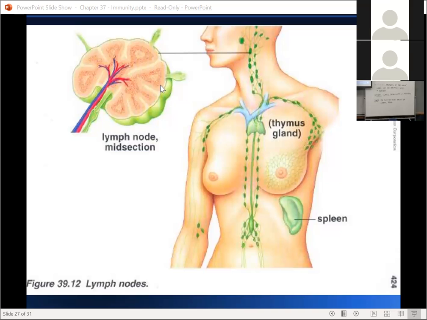Over here, we have a cross section of a lymph node. Again, these little beads here are the lymph nodes. The lymph nodes are where B cells encounter antigen and also where B cells encounter T cells.